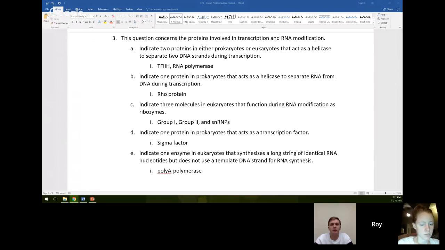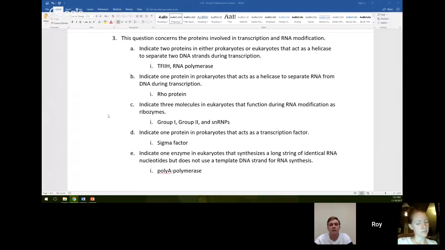For the first one, it asks about 2 proteins that act as helicases in the prokaryotes or eukaryotes. In eukaryotes, TFIIH acts as a helicase, and RNA polymerase acts as a helicase in prokaryotes. And then it asks about one protein in prokaryotes that acts as a helicase to separate RNA from DNA. The Rho protein does that in the termination sequence, or during termination of transcription.